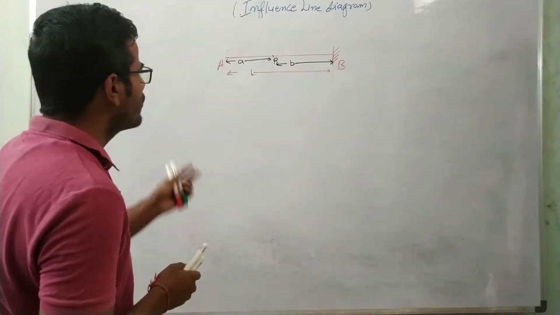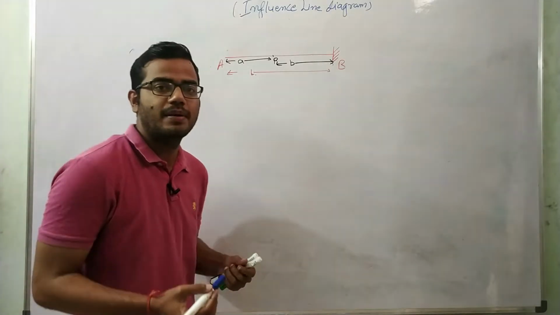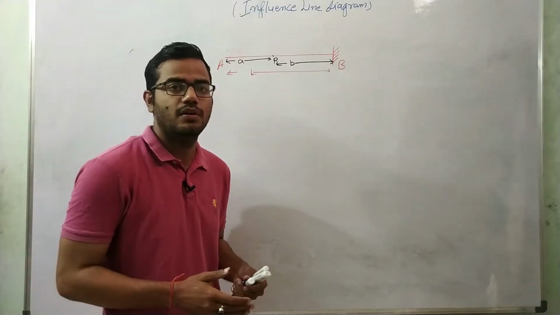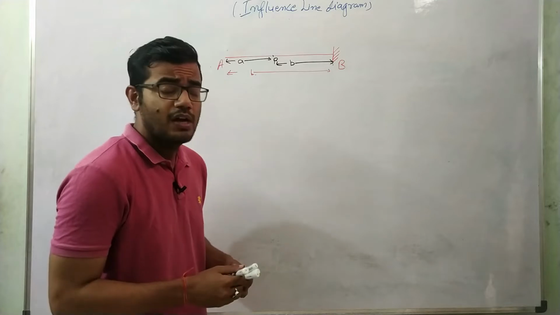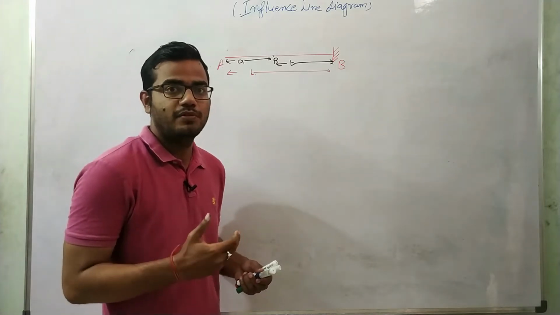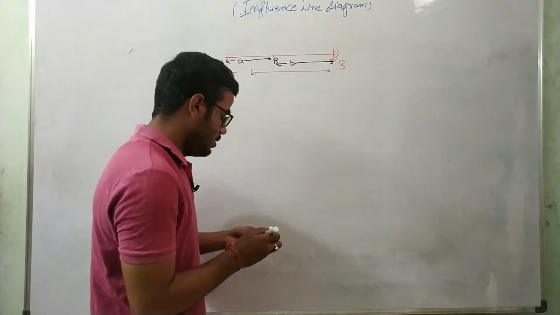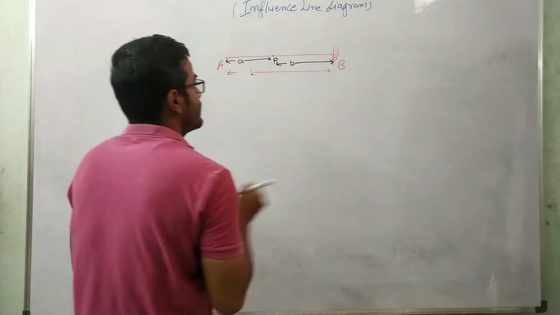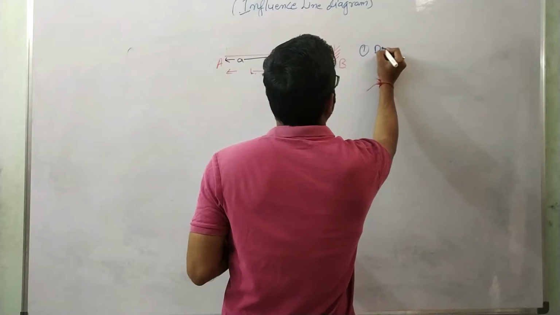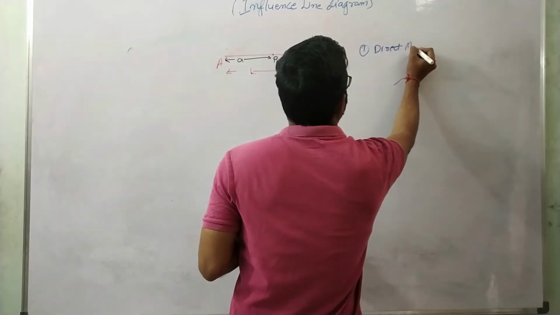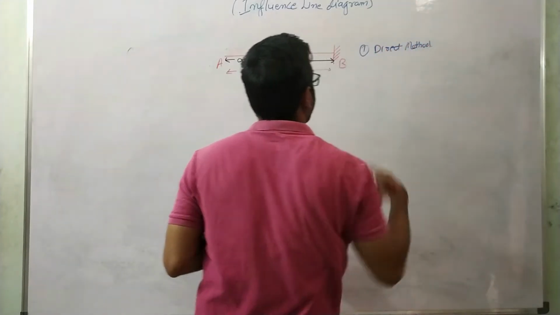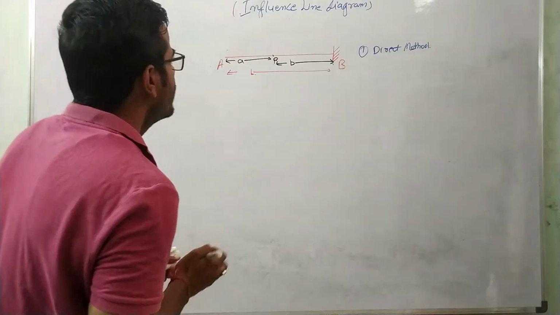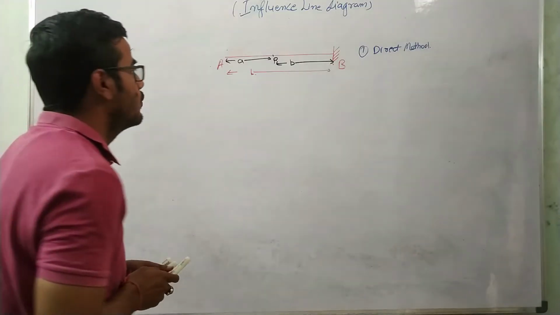So we'll solve this problem by two methods. One is direct method and one is indirect method, which is nothing but Mueller-Breslau principle. We'll have a detailed discussion on Mueller-Breslau principle. Let us first solve this problem by direct method. What we need to do in direct method is use the equations of statics over here.